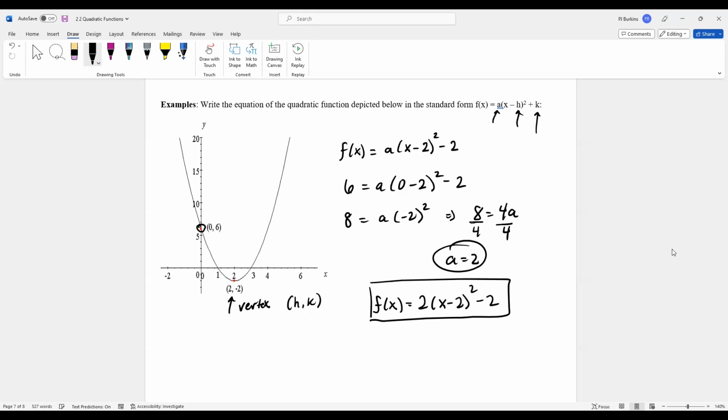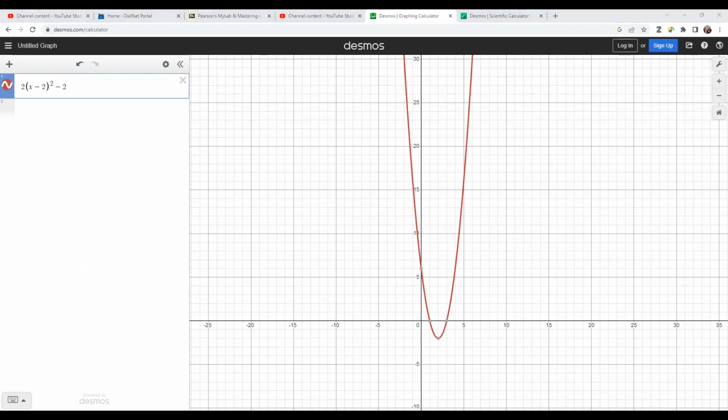And just to make sure that that looks good, let's go ahead and plot that function and make sure that it does indeed pass through these 2 points and produces the same parabola that we had before. So let's go ahead and jump over to Desmos. 2 times x minus 2 squared minus 2. So it passes through the point 2, negative 2. We had that as our vertex before, and we pass through the point 0, 6. So indeed, this does look like the same parabola that we had before.